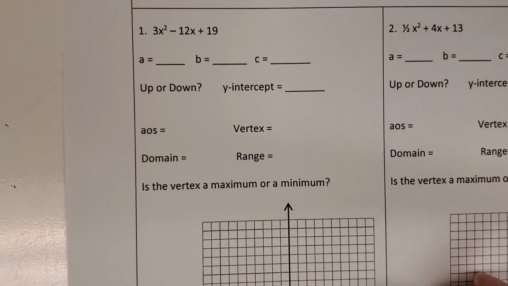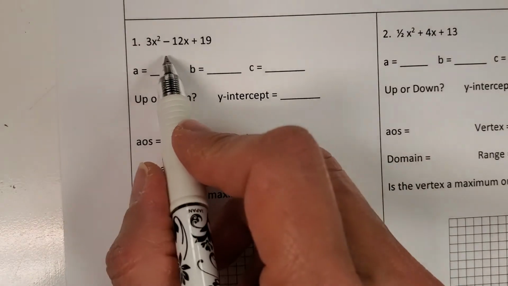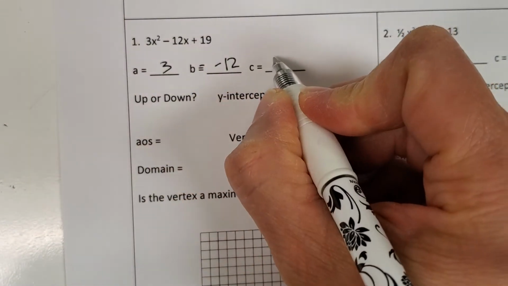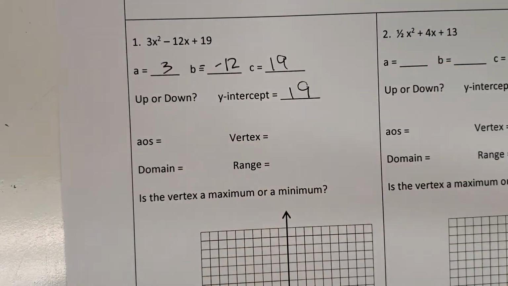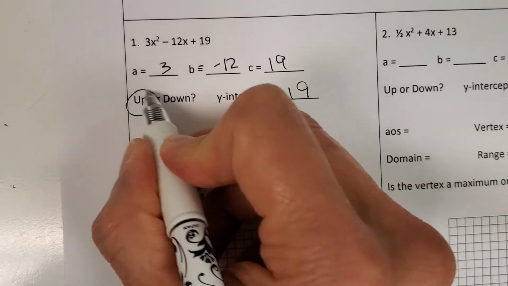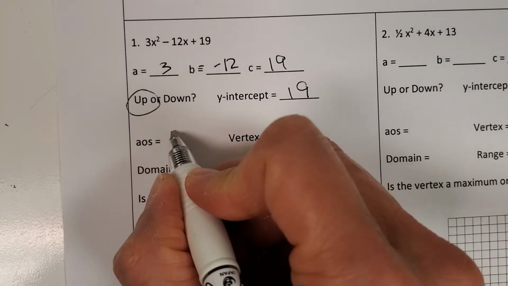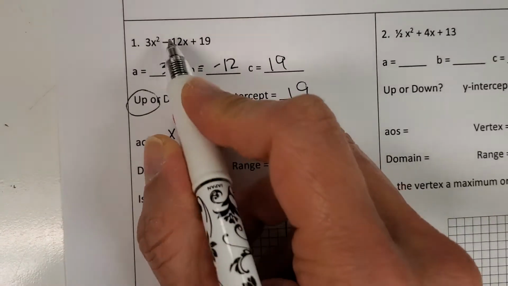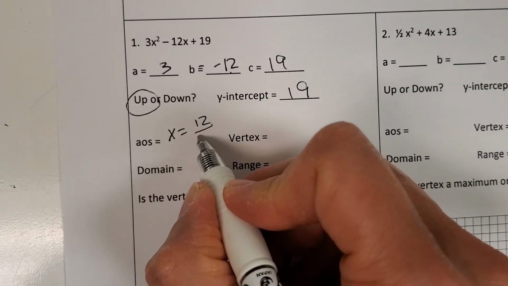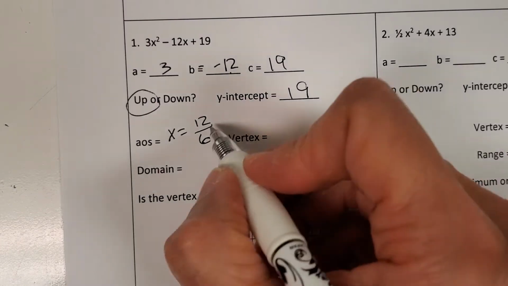How exciting is this? We're first going to find our a, b, and c. We know that our y-intercept is 19, so we probably won't be graphing it because it's kind of up there. We know that it opens up because a is positive. Our axis of symmetry is x equals the opposite of b over 2a, the opposite of negative 12, which is 12, over 6. Giving you a little shortcut there.